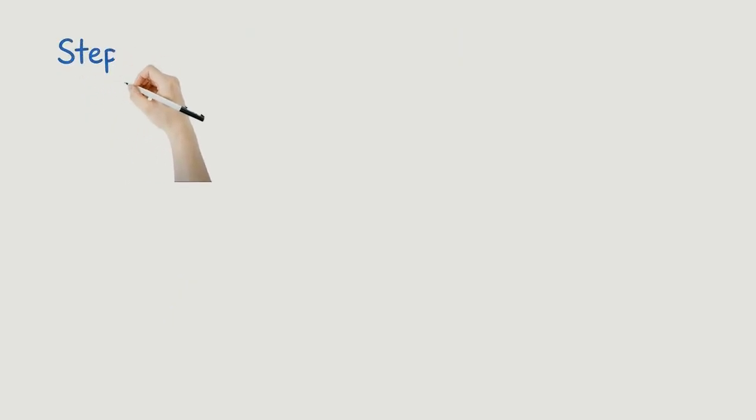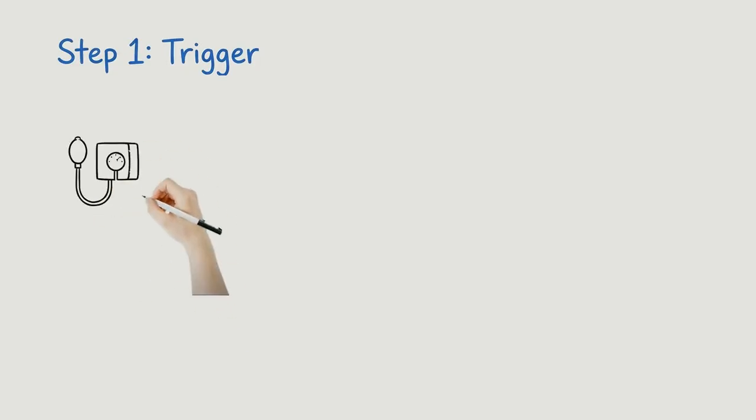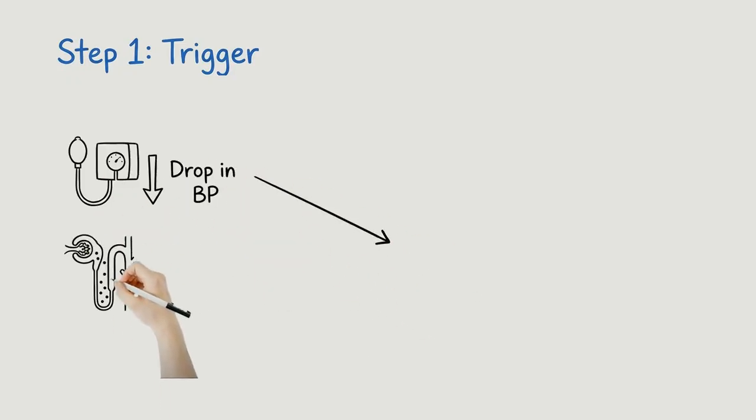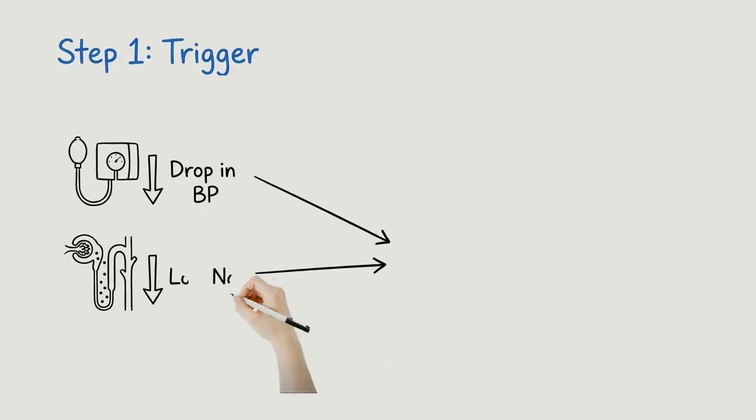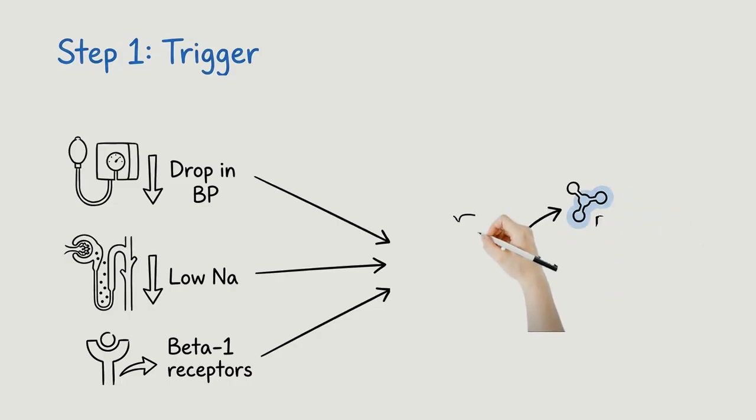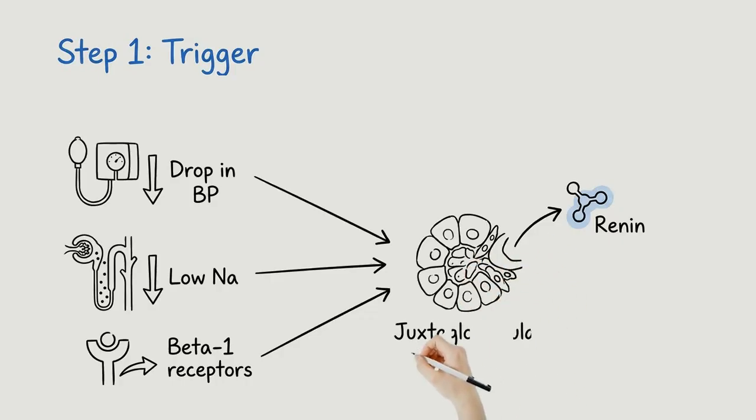Step 1 is the trigger. RAAS doesn't run all the time. It turns on when the kidneys sense a problem. Specifically, 3 things can set it off: a drop in perfusion pressure, low sodium delivery to the macula densa in the tubule, or direct sympathetic stimulation through beta-1 receptors. When any of these happen, specialized cells in the wall of the afferent arteriole, called juxtaglomerular cells, respond by releasing an enzyme into the blood.